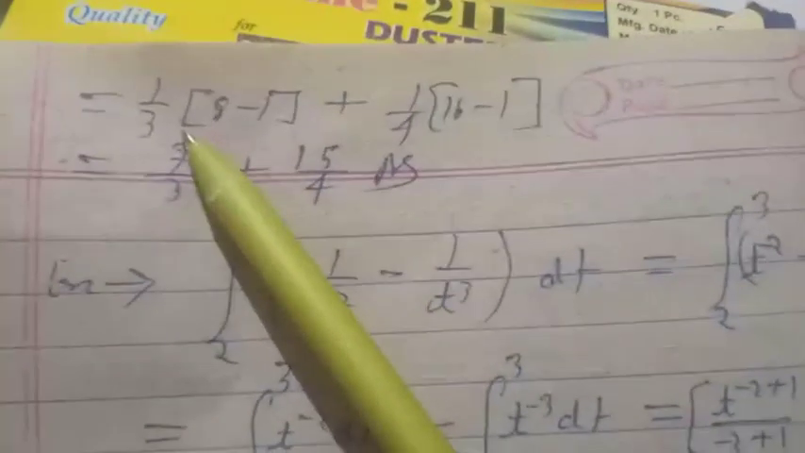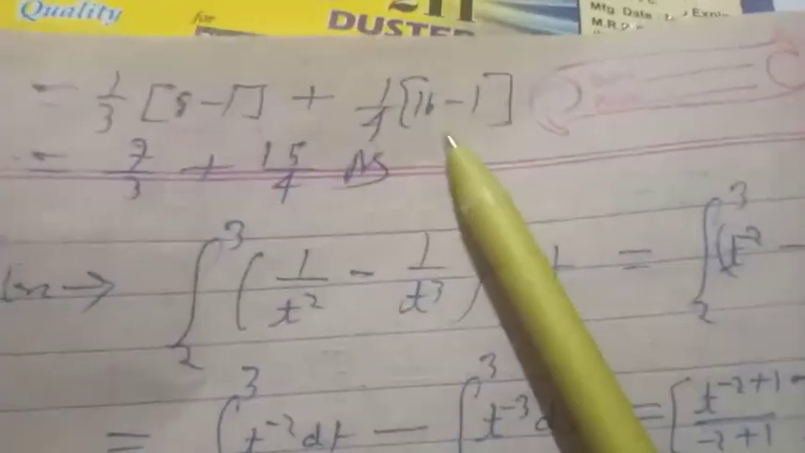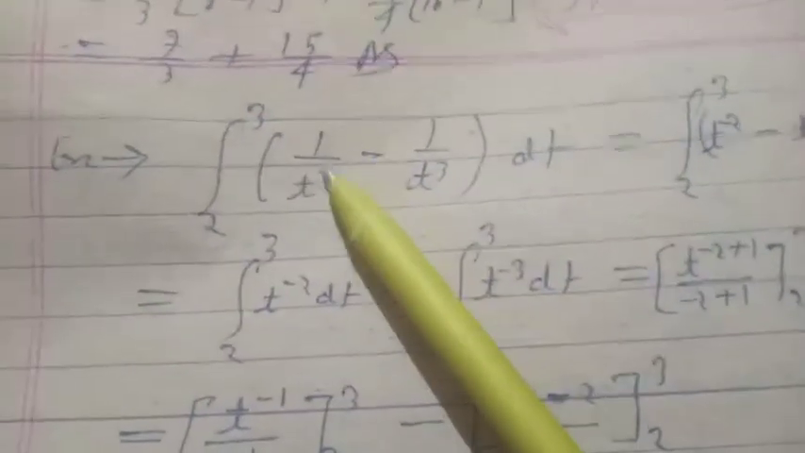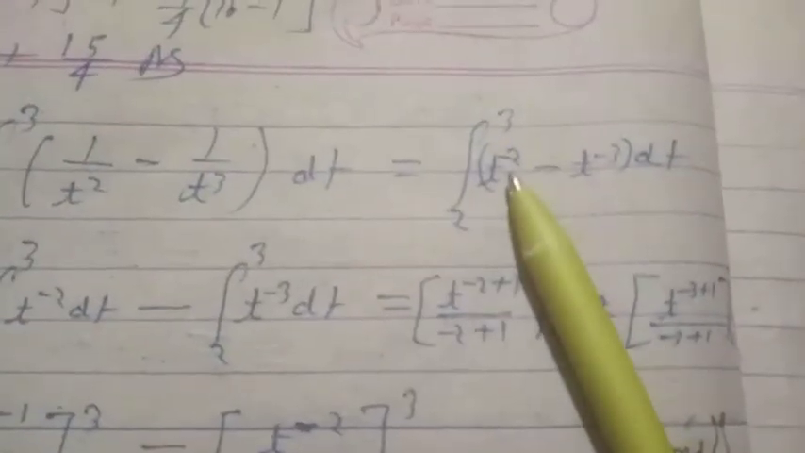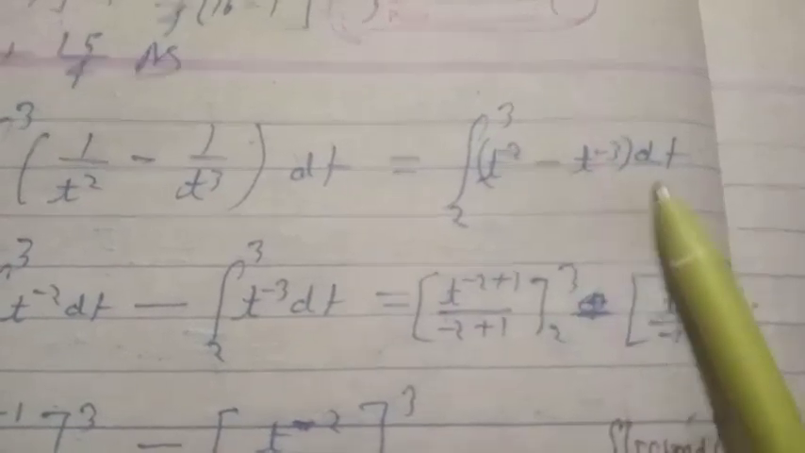So we have putting the value 1 by 3 into 8 minus 1 plus 1 by 4 into 60 minus 1, solving we get this answer. Similarly, we can calculate the integration from 2 to 3 of (t by t square minus 1 by t cube) dt, which is the integration from 2 to 3 of t to the power minus 2 minus t to the power minus 3 dt.